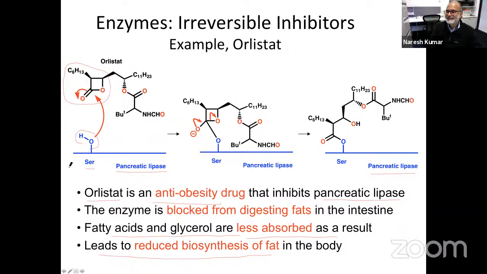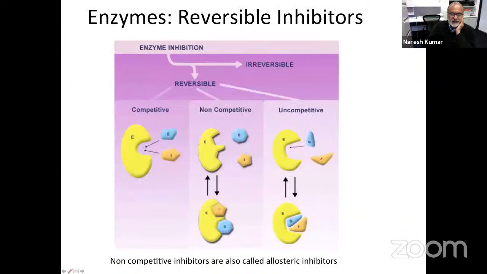Okay, let's look a little bit now at what is reversible inhibition and what is irreversible inhibition. What we saw just now were examples of irreversible inhibition, where the penicillin went to the active site, bound, and stayed there. Reversible inhibition can be of three kinds. One is called competitive inhibition. That's very common in drug action, and we're going to look at examples of competitive inhibition. There can also be non-competitive inhibition.